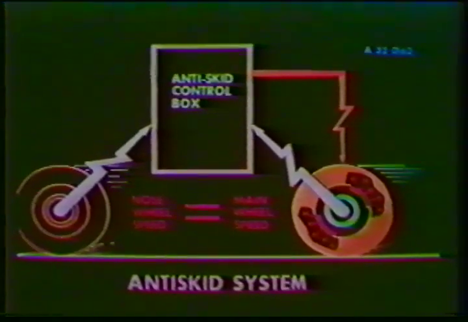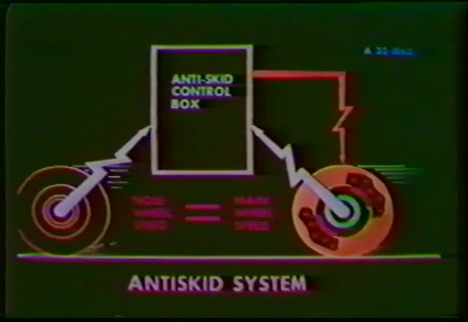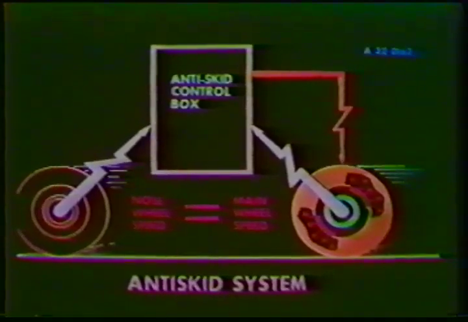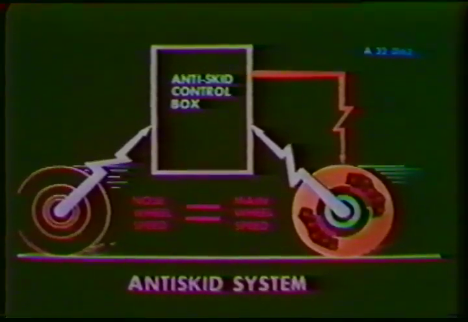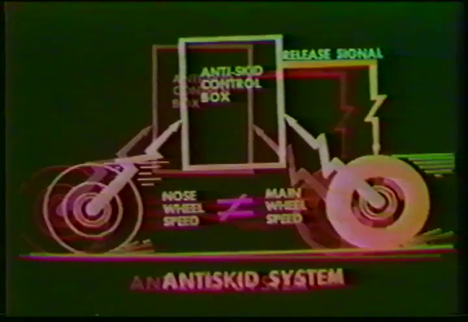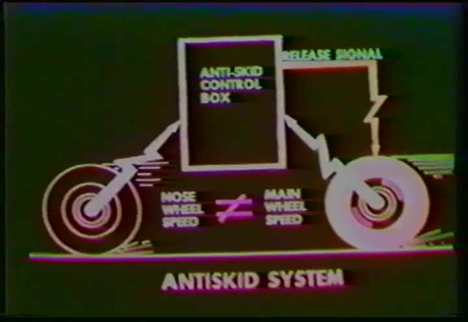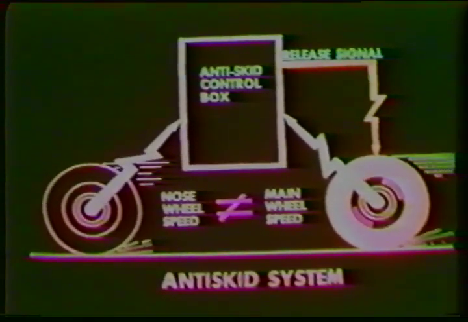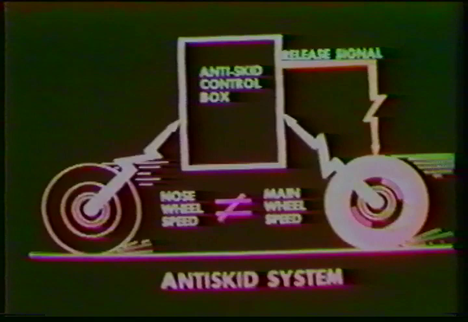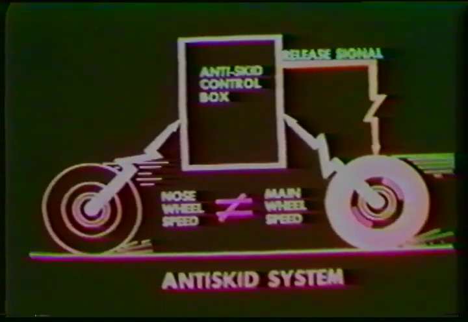During brake application, if the speed of the main and nose wheels stay within an acceptable range, the anti-skid box will not send a release signal. But if the main wheel begins to skid, the difference in speed between the main wheel and the nose wheel will increase, and the anti-skid box will send a release signal to the corresponding wheel.